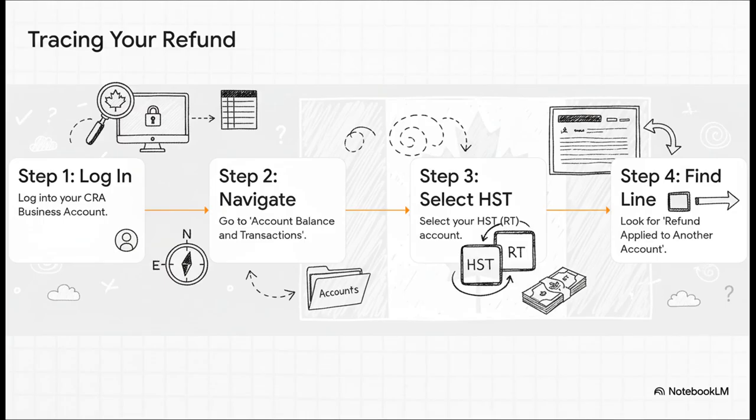First, you're just going to log into your CRA business account. Once you're in, look for Account Balance and Transactions. Click on that, and then pick your HST or RET account. Now, you just scroll through the list of transactions, and you're looking for one specific line. It will say something like, refund applied to another account. That right there, that's your smoking gun.